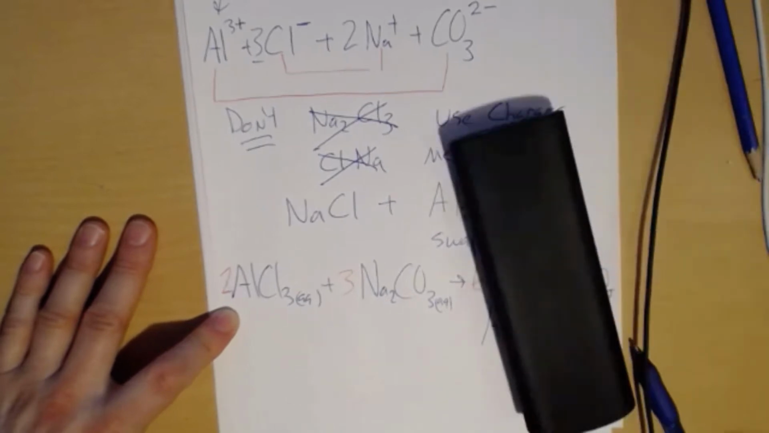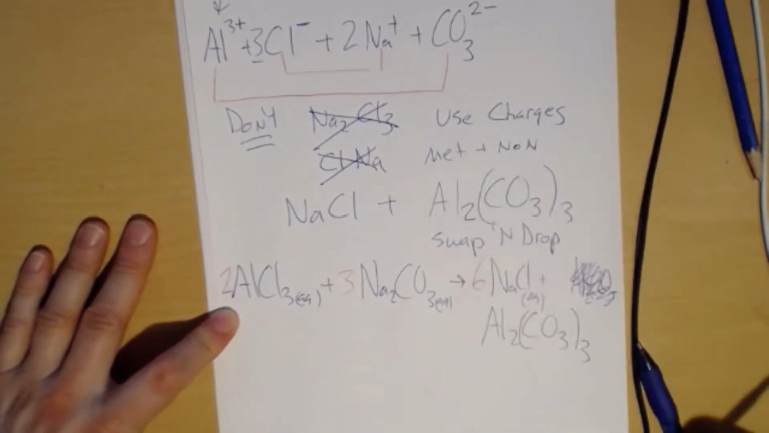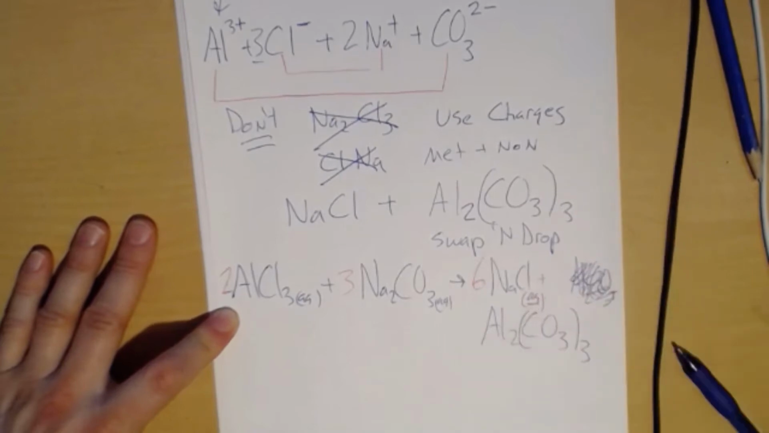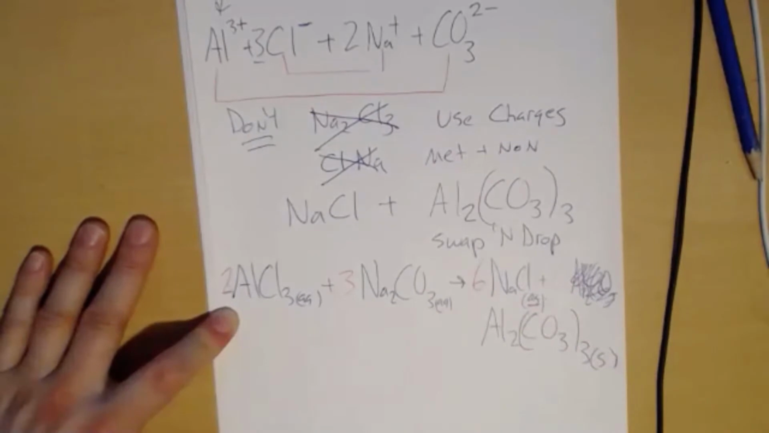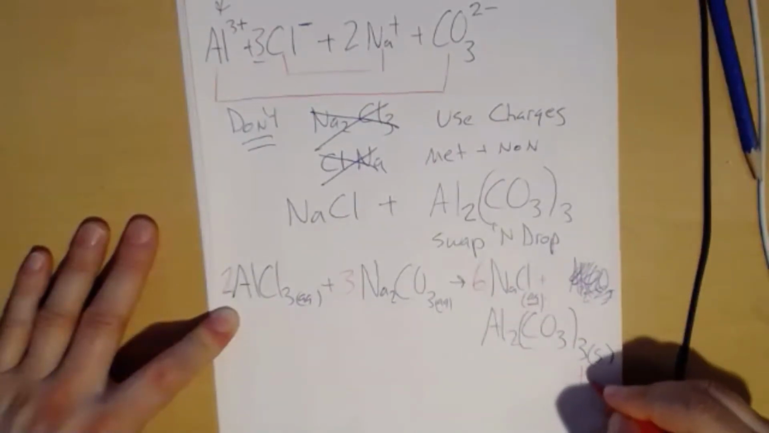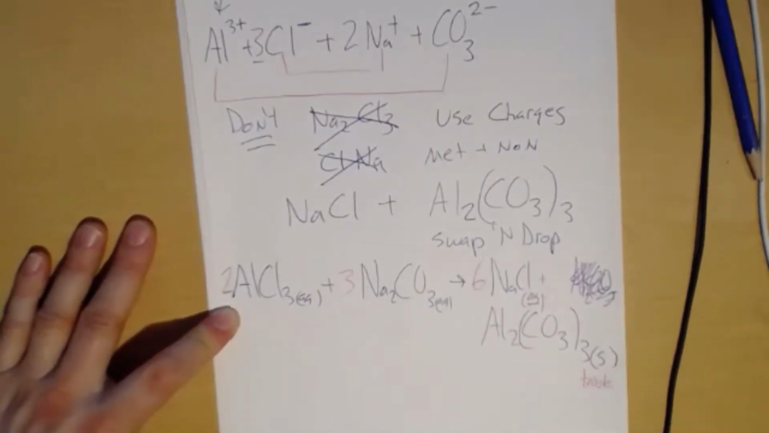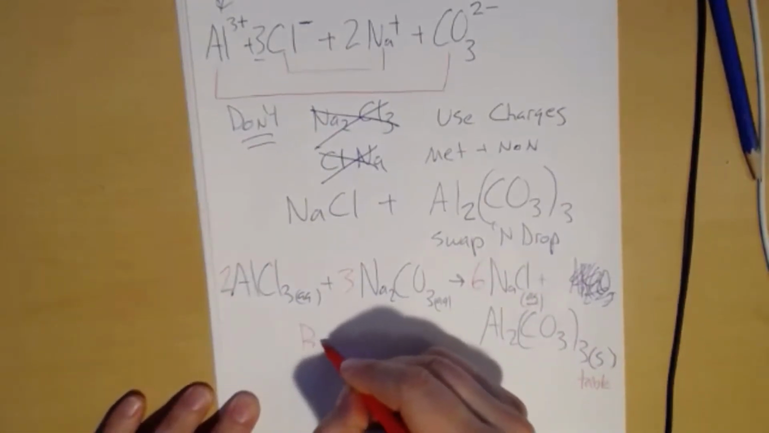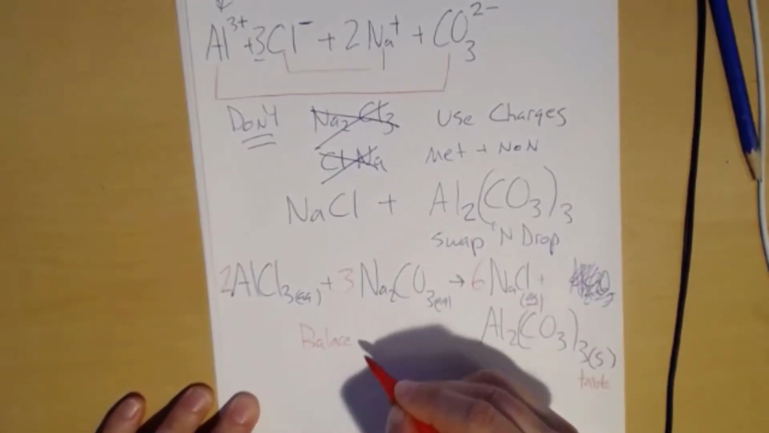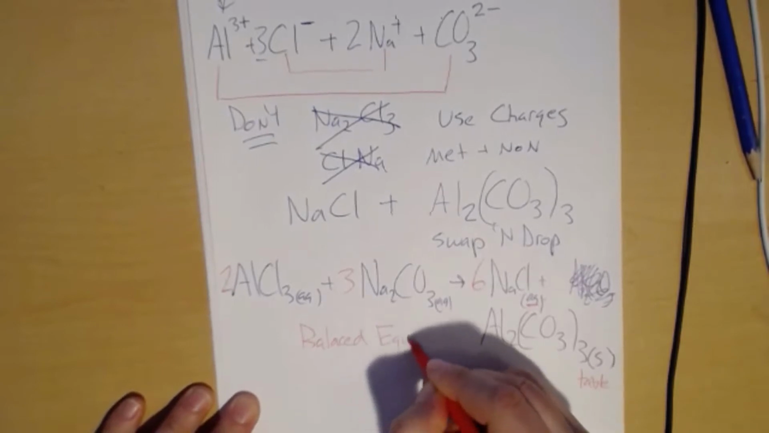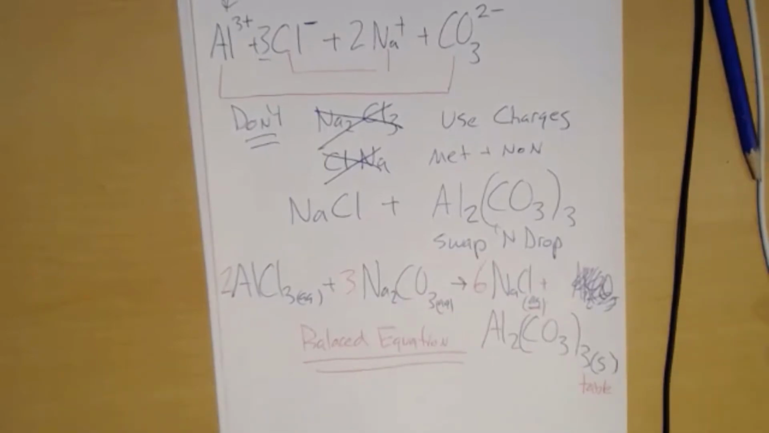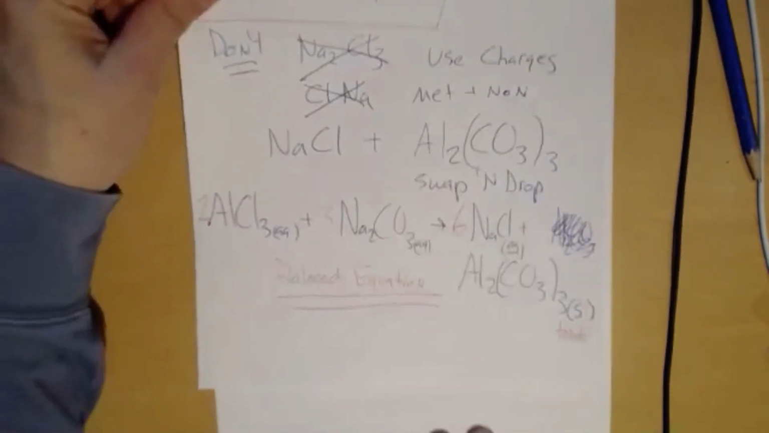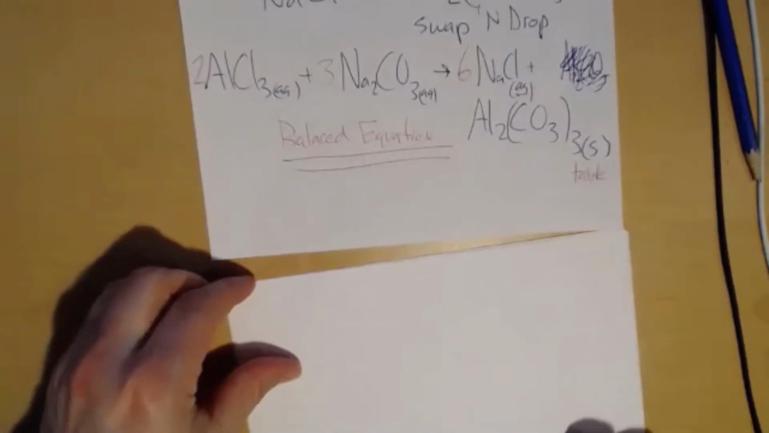We decided sodium chloride was aqueous. The aluminum carbonate is solid. Again, this is from a table. Okay, so that's the balanced equation. Right? Okay, the next one is to write the total ionic.